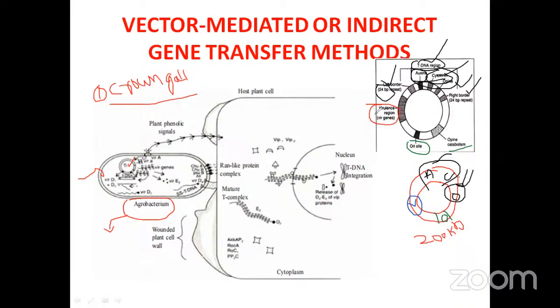First, the virulence region. This region is responsible for the transfer of T-DNA into the host. This T-DNA transfers into the host. This is the host cell.